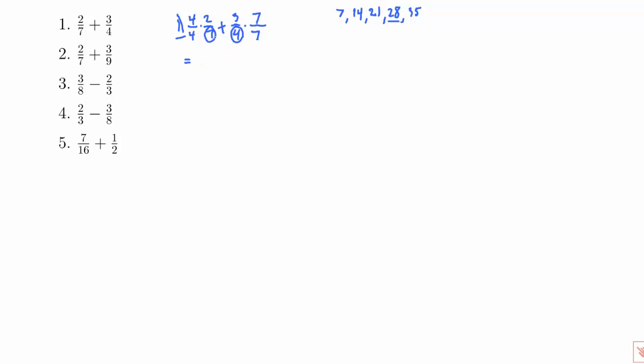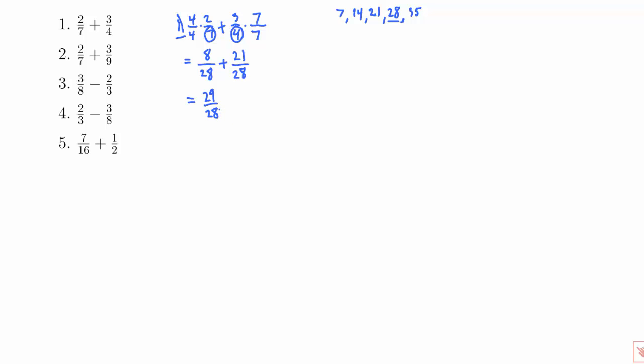Then we're going to simplify. Well, not simplify, but we're going to multiply. 4 times 2 is 8. 4 times 7 is 28. Plus 3 times 7 is 21. 4 times 7 is 28. Notice that now we have a common denominator, and we can just add the numerators. 8 plus 21 is 29. So that gives you 29 over 28.